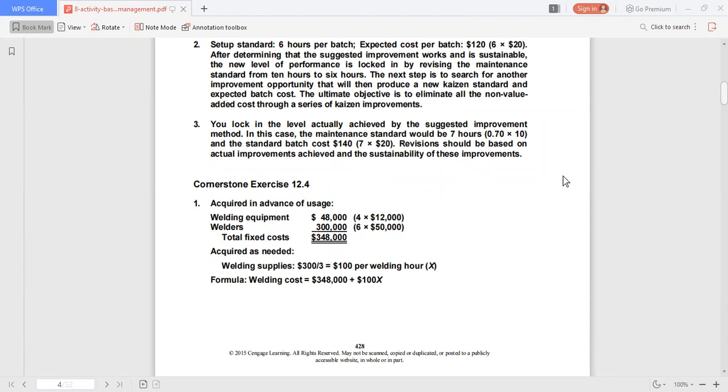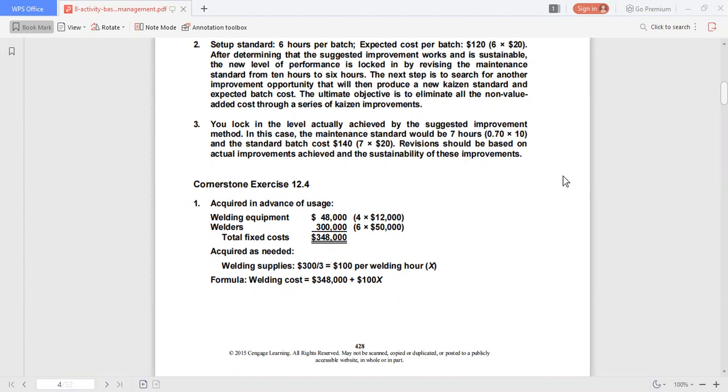For welding units, the lease cost is $12,000 per unit. 6 welding employees, each paid a salary of $50,000 a year. A total of 9,000 welding hours are supplied by 6 workers. Welding supplies, 300 per job, and welding hours, 3 hours used per job. During the year, the activity operated at 90% of capacity and incurred the actual activity and resource costs shown on the next page. We have the lease cost, then the salaries, parts, and supplies.